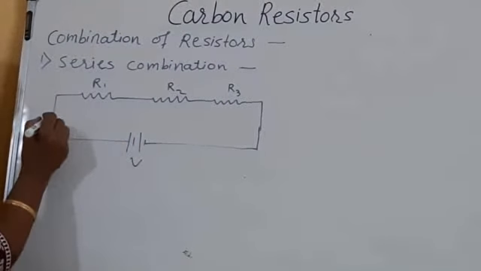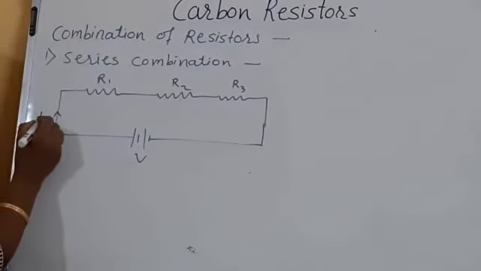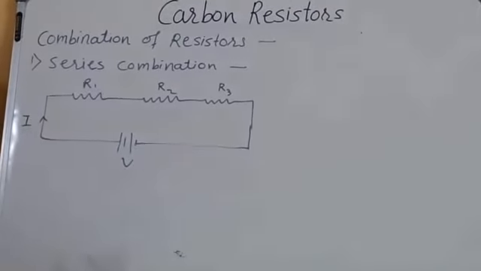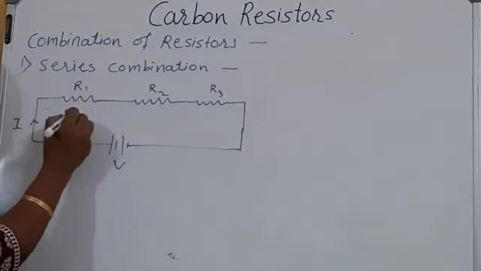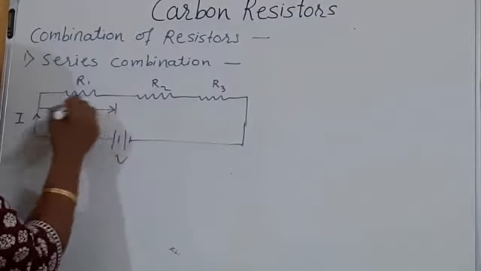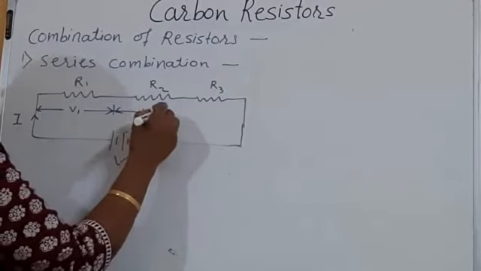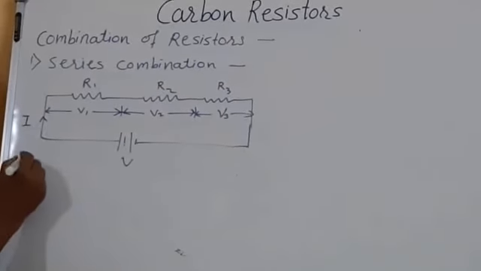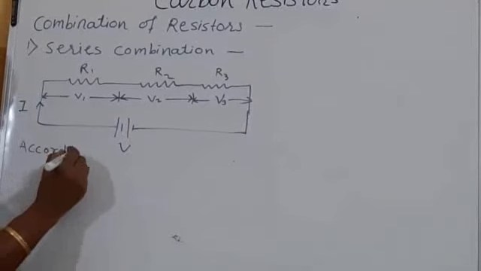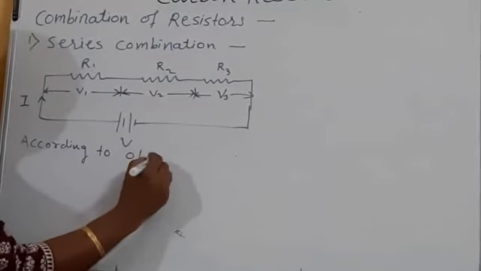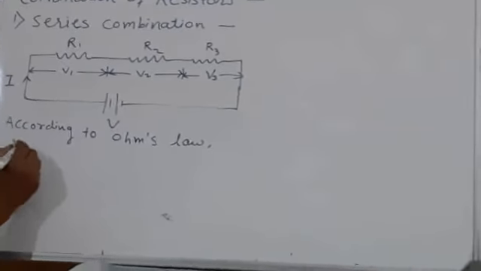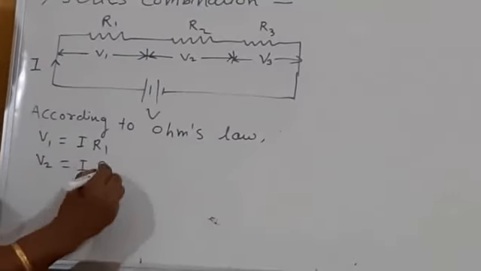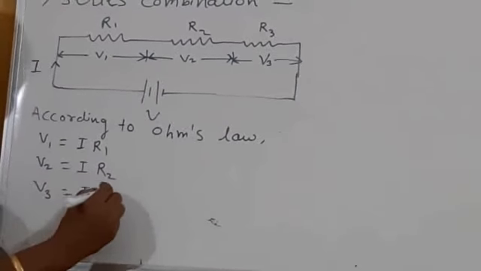So through this circuit the battery will draw the current I. That same current will flow through all resistors. So the potential developed across R1, let it be V1, across R2 it is V2, and across R3 it is V3. Now according to Ohm's law, the potential developed across resistor R1, V1, is equal to I R1. Similarly, V2 is equal to I R2, and V3 is equal to I R3.